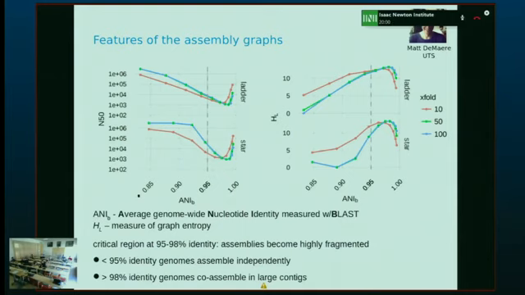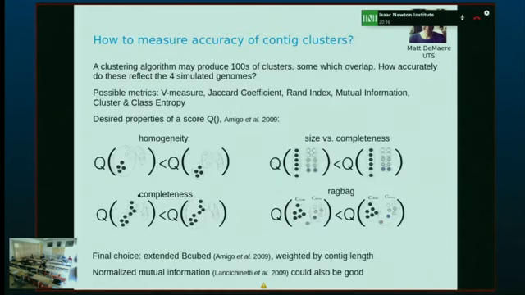The graph complexity, which we've measured using an entropy measure, H sub L there, changes in a similar manner, where it kind of goes up until it reaches a peak, and then at very high identities, assembly graph complexity goes back down. Okay, so how do we then measure the accuracy of clusterings on these contigs?